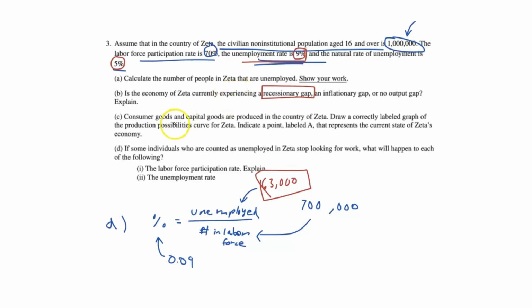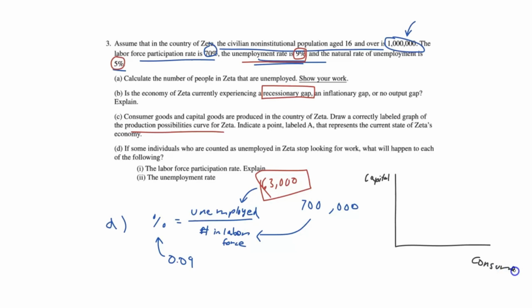All right, C says consumer goods and capital goods are produced in the country of Zeta. Draw a correctly labeled graph of the production possibilities curve for Zeta. Indicate a point labeled A that represents the current state of Zeta's economy. So we're going to have our production possibilities curve. And I'm just going to label this capital goods. So I'll just write capital. Imagine that says capital goods. And then this side, we're going to have consumer goods.